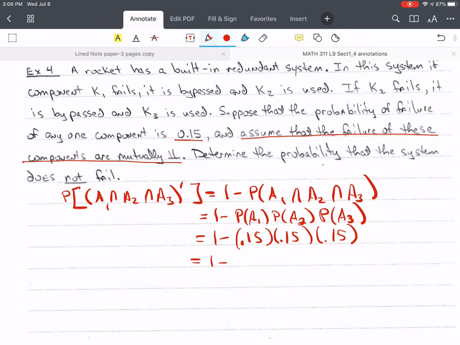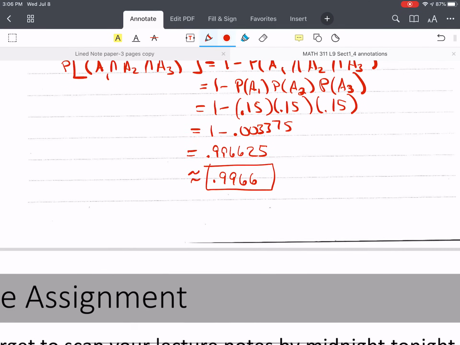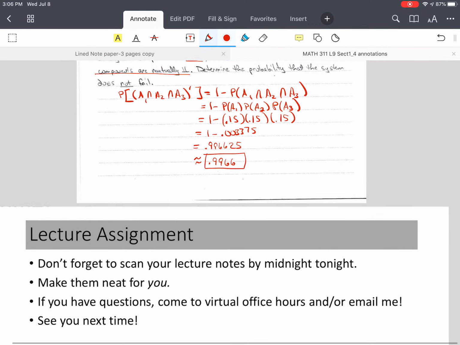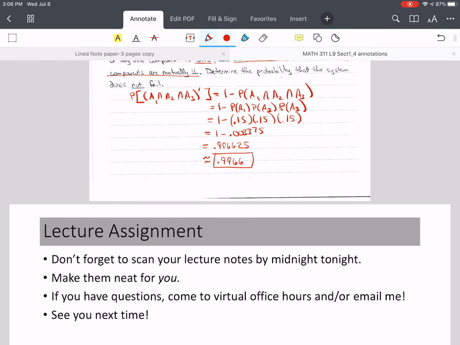let's see what this gives me, 0.15 cubed, 0.003375, and subtract that from 1, and I get 0.996625. To 4 decimal places, this is 0.9966. All right, so there we have an example of using mutually independent events to calculate a probability, along with the complement rule.